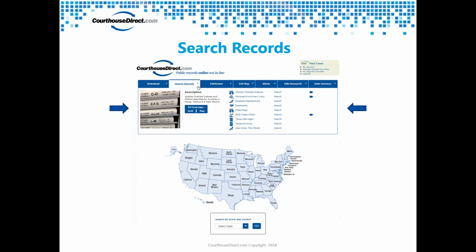And then we have our tab, which is Search Records, which allows you to search the grantor-grantee indexes, what we call our filtered searches for involuntary liens, releases, easements. When we say easements, it's not just easements, it's right-of-way dedications, it's pipeline dedications, water lines, all of those things. And then also, too, we have a link to our map button there. Of course, now with our GIS platform, you can use the GIS platform to pull the map also.